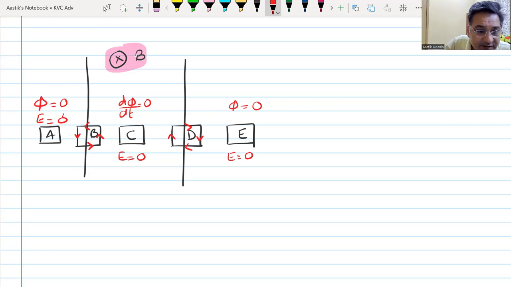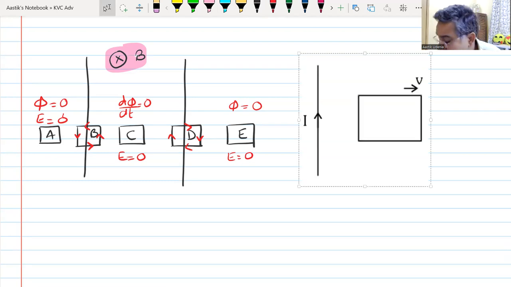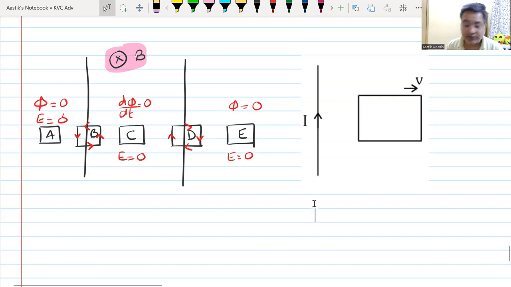Let me give you another example to find out the direction of induced EMF or the direction of induced current. You have a current carrying wire and you have a coil moving like this. What would be the direction of induced EMF in the coil if there is any induced EMF in this case? Sir, it is clockwise direction.